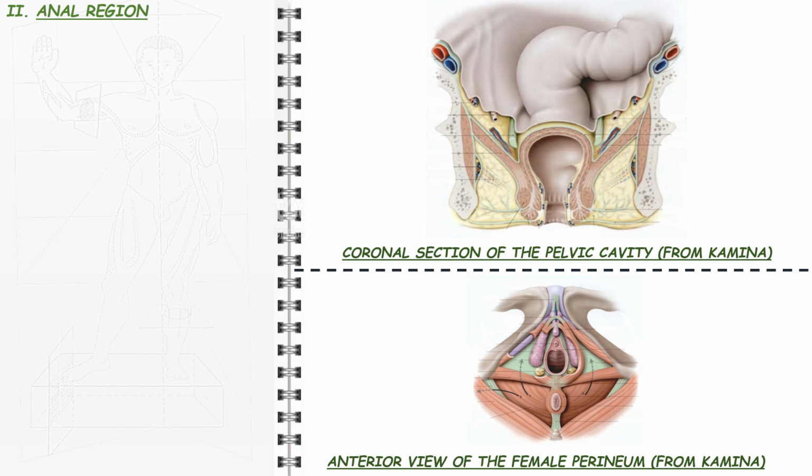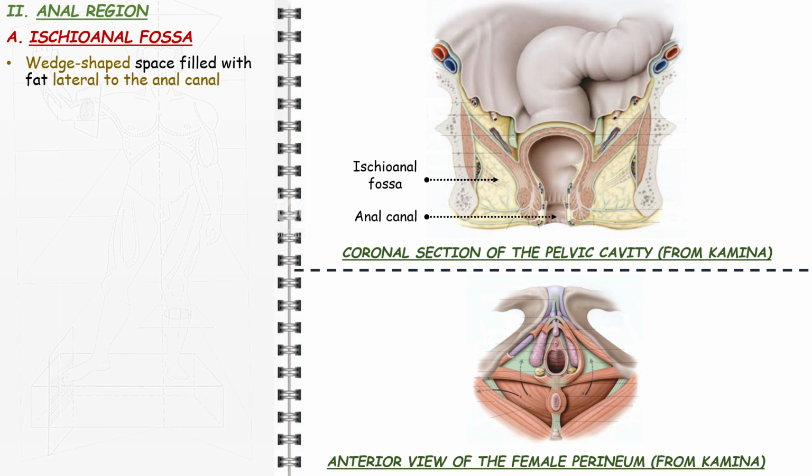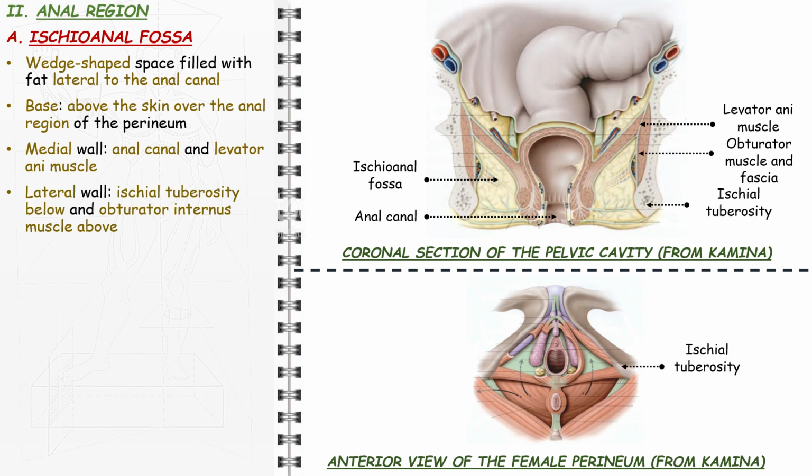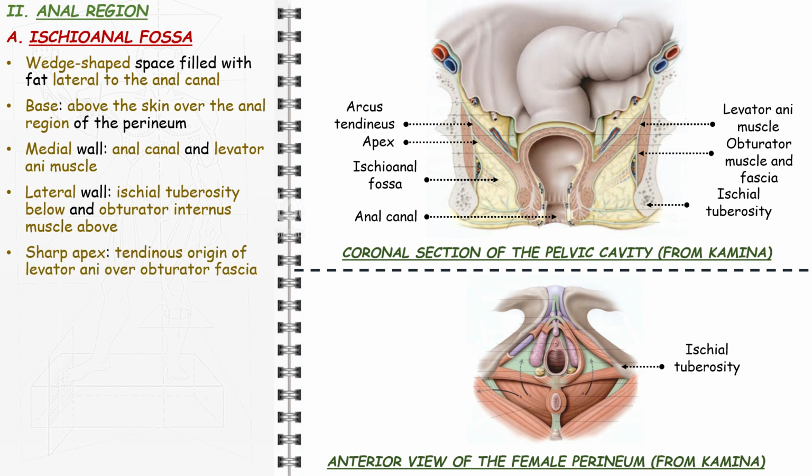Beginning with the ischioanal fossa, it is a wedge-shaped space filled with fat lateral to the anal canal. The base of each fossa is above the skin over the anal region of the perineum. The anal canal and the sloping levator ani muscles form the medial wall of each fossa, while the lateral wall is formed by the ischial tuberosity below with obturator internus above. The sharp apex of the wedge is where the medial and lateral walls meet, where levator ani is attached to its tendinous origin over the obturator fascia.